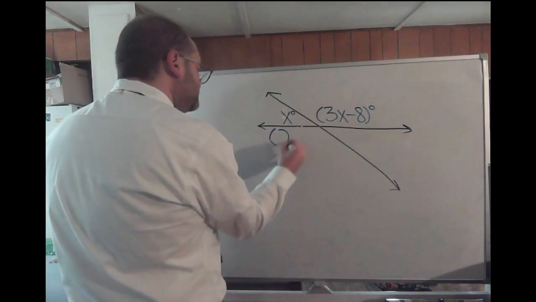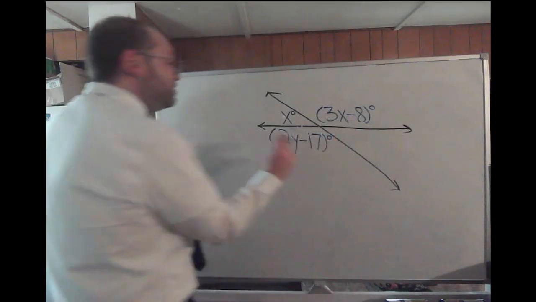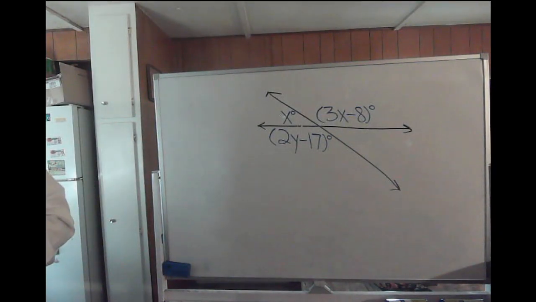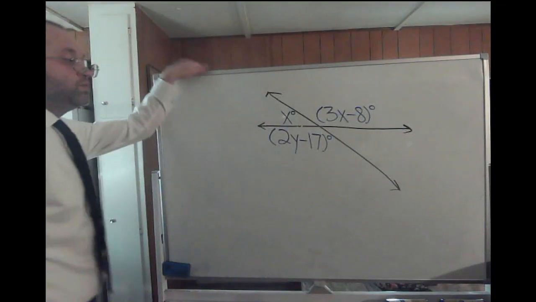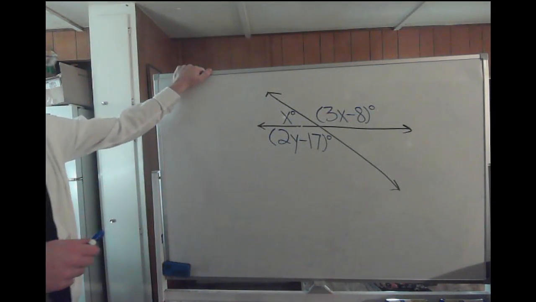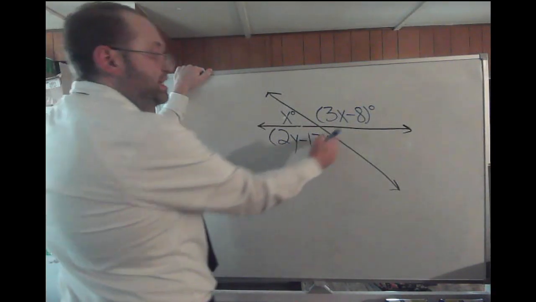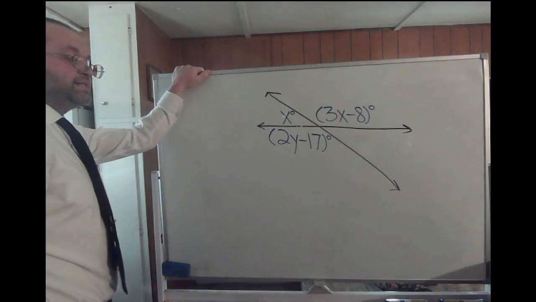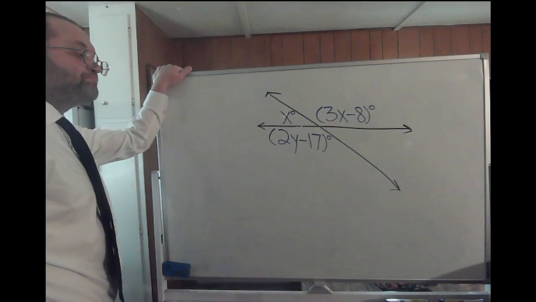We have this angle being 2y minus 17 degrees. All of a sudden we have 2 variables. 2y minus 17 degrees for this angle. Well, it's obvious based on this diagram that 2y minus 17 would equal 3x minus 8. But we got to find the value of both x and y, do we not?